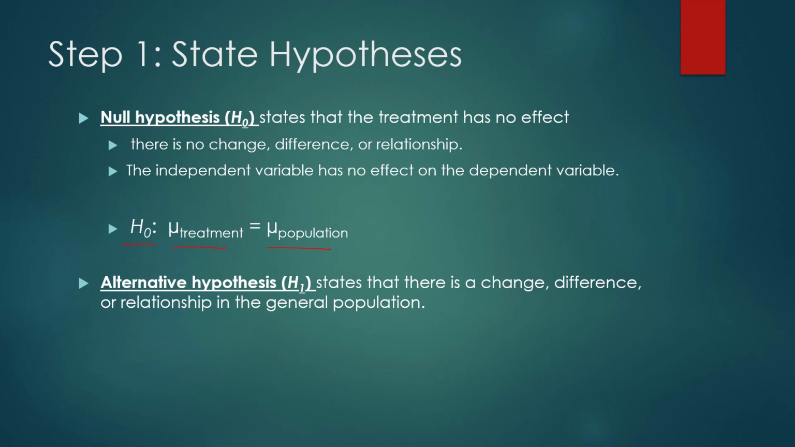The alternative hypothesis states that there is a change, there is a difference, or some sort of relationship in the general population. We're going to note that as H sub 1, and it says that the mean of the treatment group is different than the mean of the population.